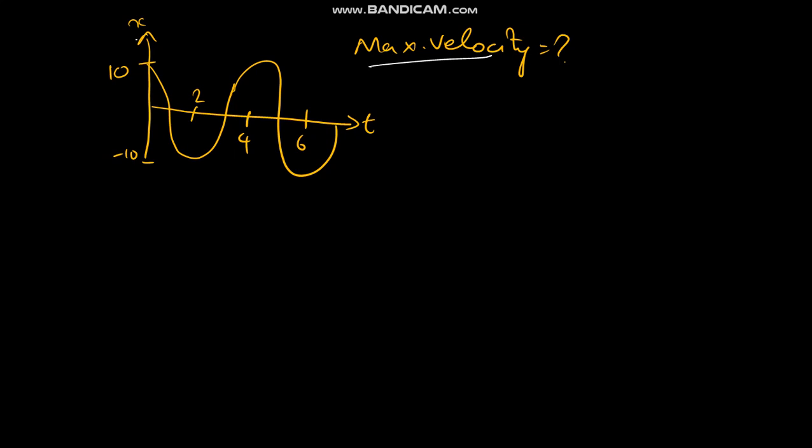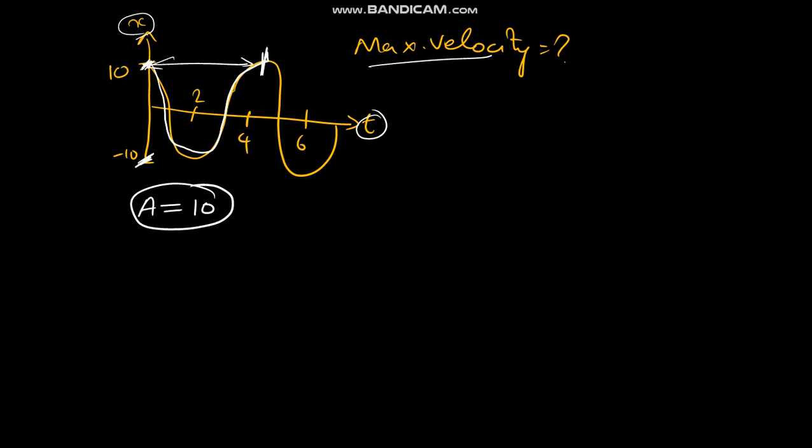Maximum velocity. They have given a displacement versus time graph. You see that the function varies between 10 and minus 10, so the maximum value, the maximum amplitude, is 10. Then you see that from here till here it is completing one complete oscillation. The time taken to complete one oscillation is the time period, and we can find it from the graph. From 0 seconds it takes 4 seconds to complete one oscillation. So 4 seconds. Maximum velocity is omega a.